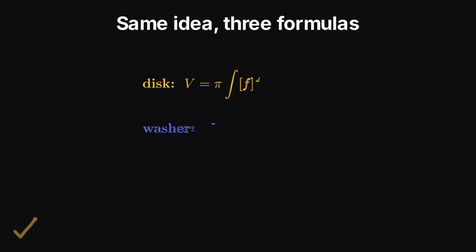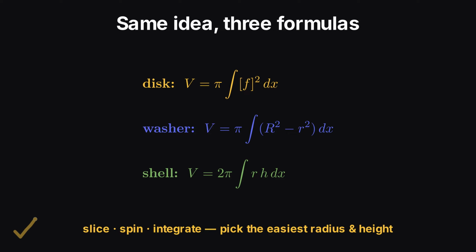Disc, washer, shell, it's the same move every time. Take a slice, spin it, and integrate. You just pick whichever method makes the radius and the height easiest to write down.